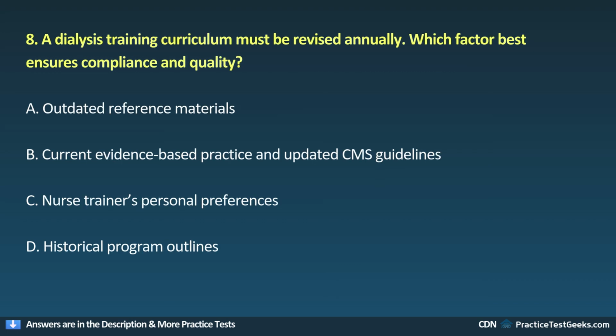8. A dialysis training curriculum must be revised annually. Which factor best ensures compliance and quality? A. Outdated reference materials. B. Current evidence-based practice and updated CMS guidelines. C. Nurse trainers' personal preferences. D. Historical program outlines.